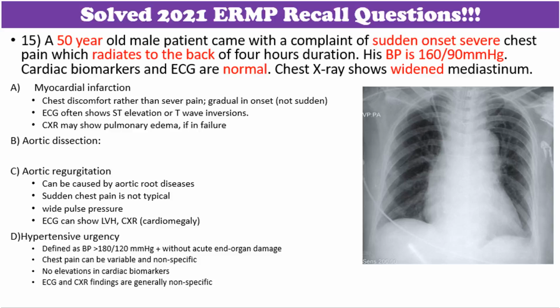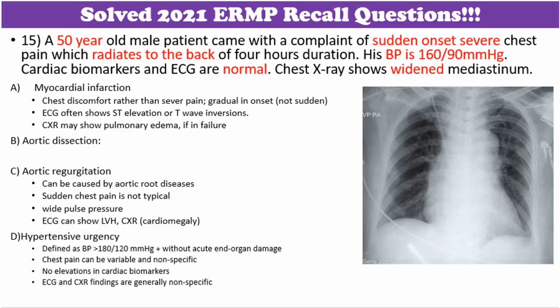Blood pressure may vary, but cardiac biomarkers such as troponins will be elevated, and ECG changes often include ST elevation or T wave inversions. Chest X-ray findings are usually not diagnostic but may show pulmonary edema in the case of heart failure. The clinical scenario described suggests a condition that is characterized by severe chest pain radiating to the back, normal cardiac biomarkers, and a widened mediastinum on chest X-ray. These findings are less indicative of myocardial infarction, as cardiac biomarkers and ECG would typically be abnormal in such cases.